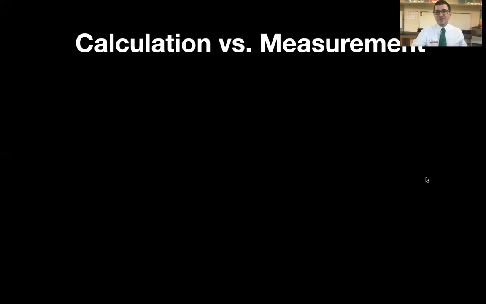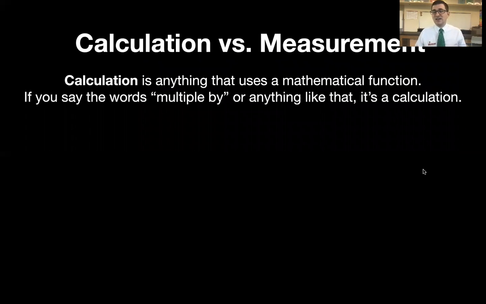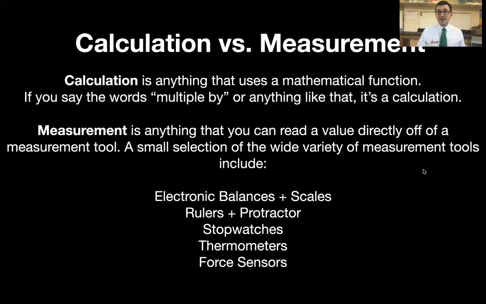Just to give you a quick definition of each, you could probably think of what the difference is. A calculation is anything that involves a mathematical function. If I say multiply by 2, that is a calculation. So maybe some of the things that you said that we could measure were actually calculations. And a measurement is anything that we can read off a measurement tool, like a ruler or a protractor or a stopwatch or a scale.